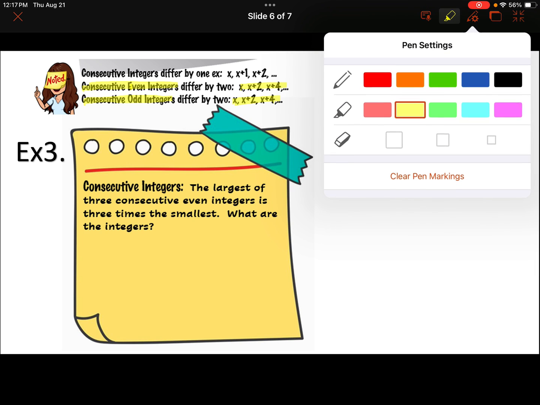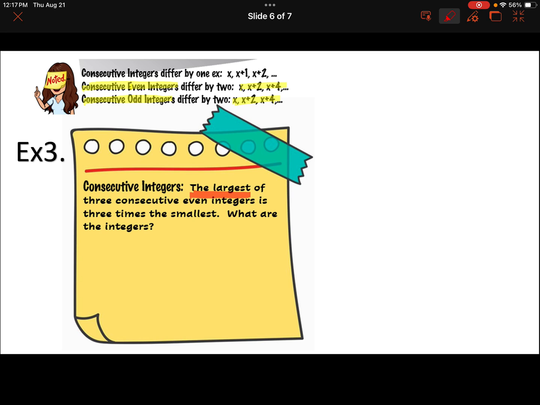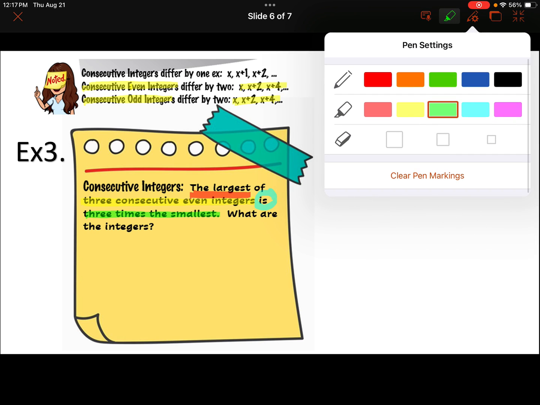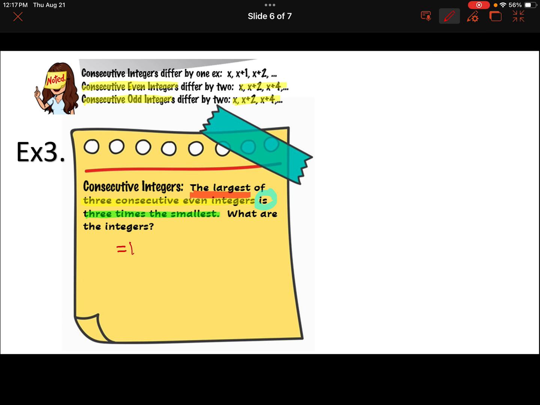Okay, so let's go ahead here and look. It says the largest, and I notice I am doing 3 consecutive evens. That's going to be huge. I hit the word is, and then it's 3 times the smallest. I want to know what they are. So again, I need to do 3. I've got my first even, my second even, and my third even. x is the first. Evens get bigger by 2, so x plus 2 and x plus 4.